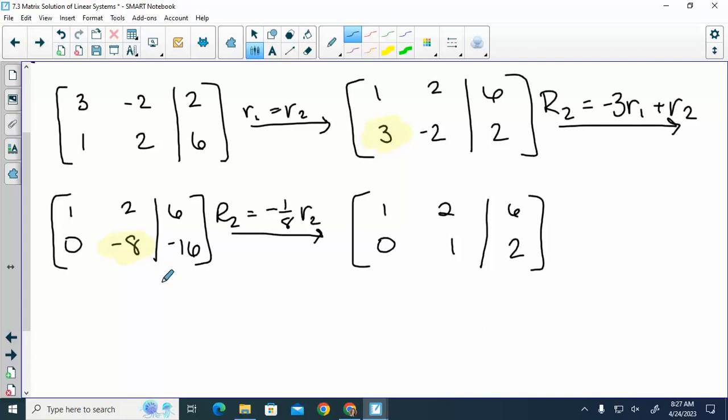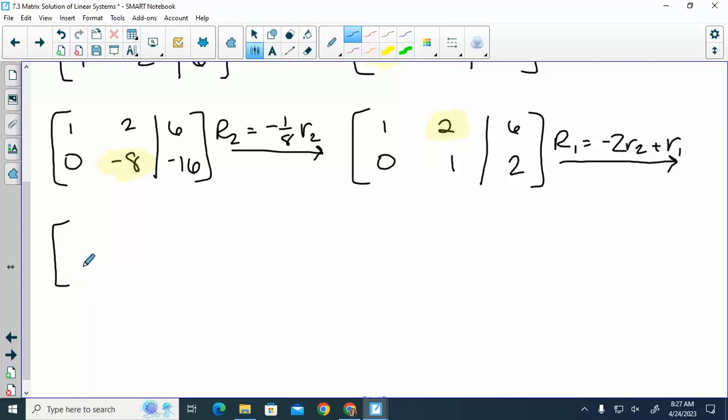Now what do we need? Zero on the top. Negative 2 R2 plus R1. So we're changing the first row. If you think about elimination, you would have to take the second row times negative 2 and then add it to the first.